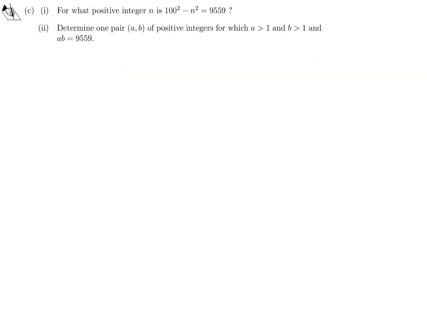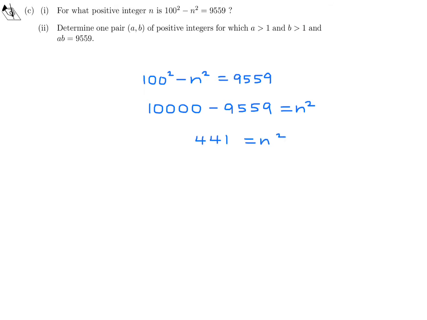For what positive integer n is 100 squared minus n squared equal to 9559? All right, well, 100 squared is 10000, minus 9559 is equal to n squared. And that is 441. Then if we take the square root, we get n equal to 21. We only want the positive one, so we don't have to worry about negative 21.